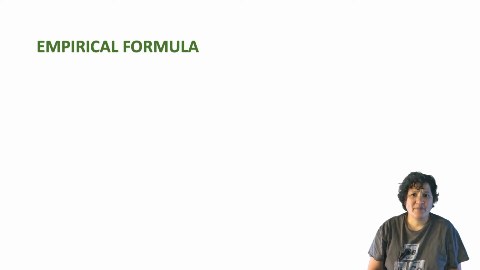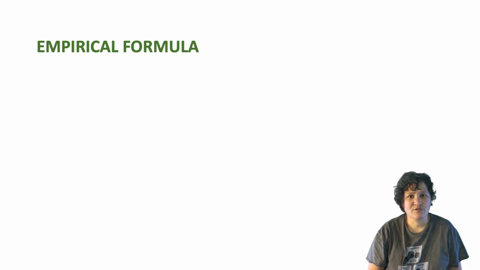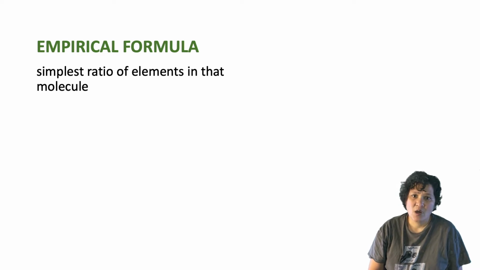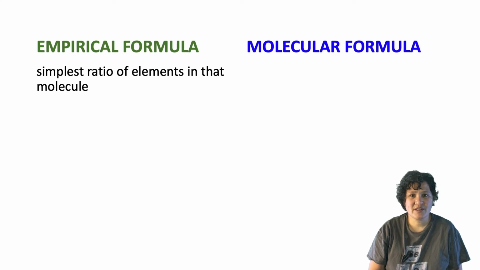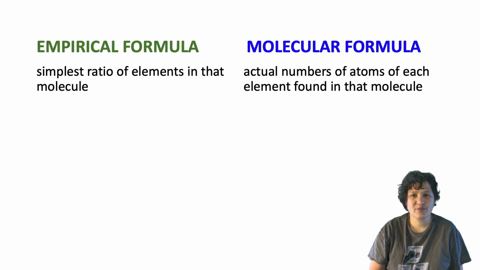So we've just learned to calculate empirical formulas. I told you earlier that empirical formulas may be different from molecular formulas. So what's the difference? Well, an empirical formula is the simplest ratio of elements of that molecule, whereas a molecular formula tells us the actual number of atoms of each element found in the molecule.